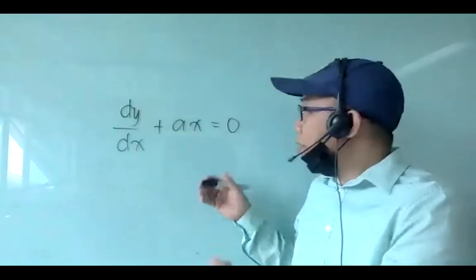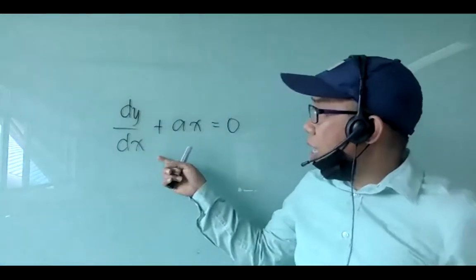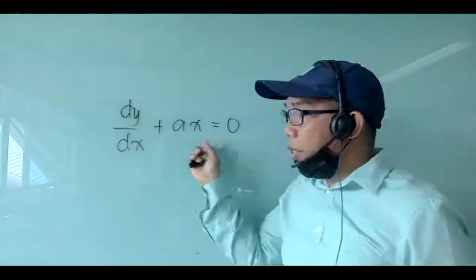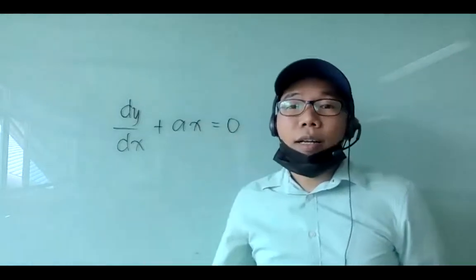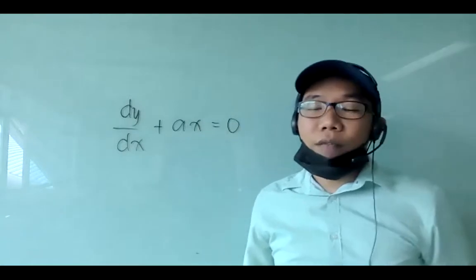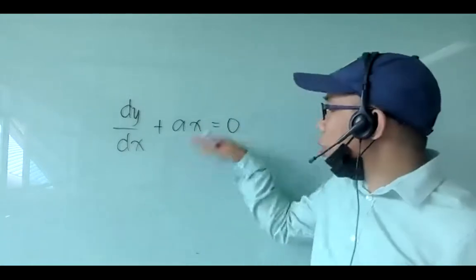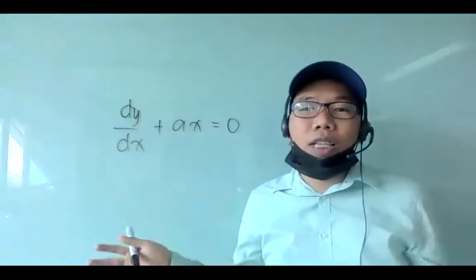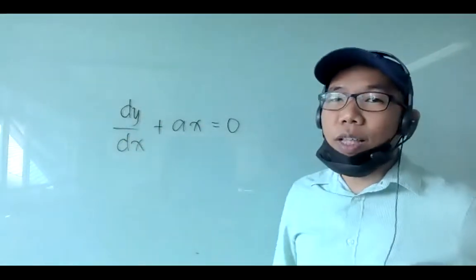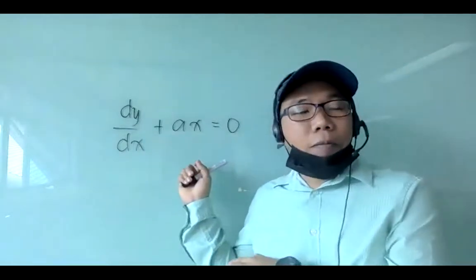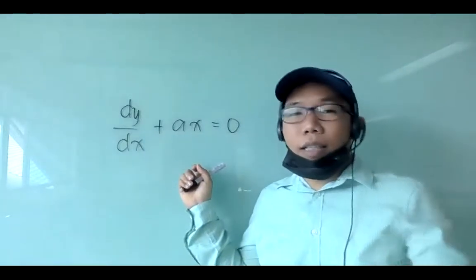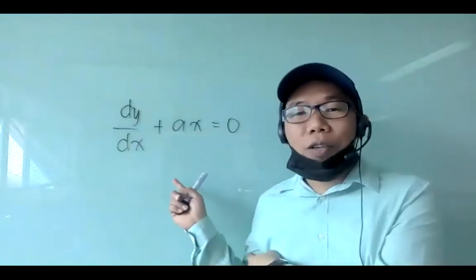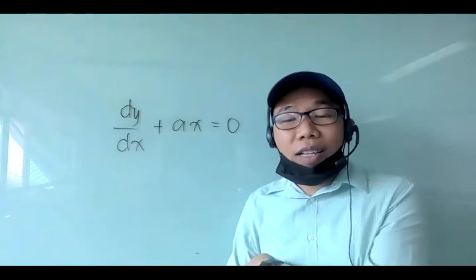Okay, so let me illustrate this first. First derivative of y with respect to x plus ax equal to 0. So this is a first order linear differential equation. So homogeneous pag naka-equate to 0, in terms of the form of a general linear homogeneous differential equation. Now sabi natin it has an exponential solution. So, paano na nasabi? Paano natin isasolve yung linear equation? Hinahanap natin yung integrating factor.